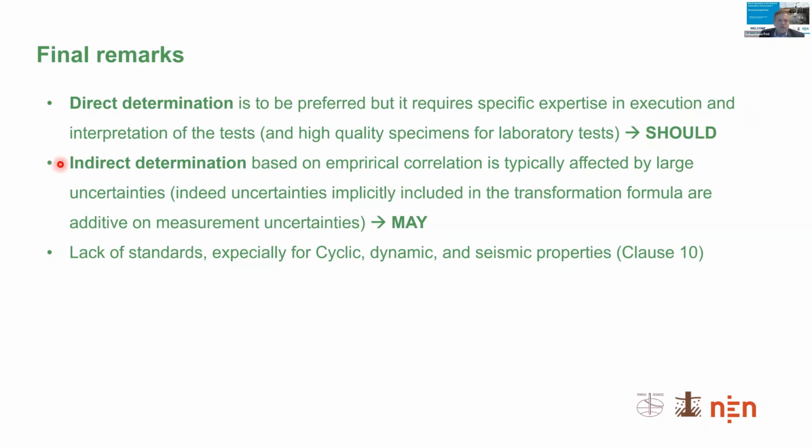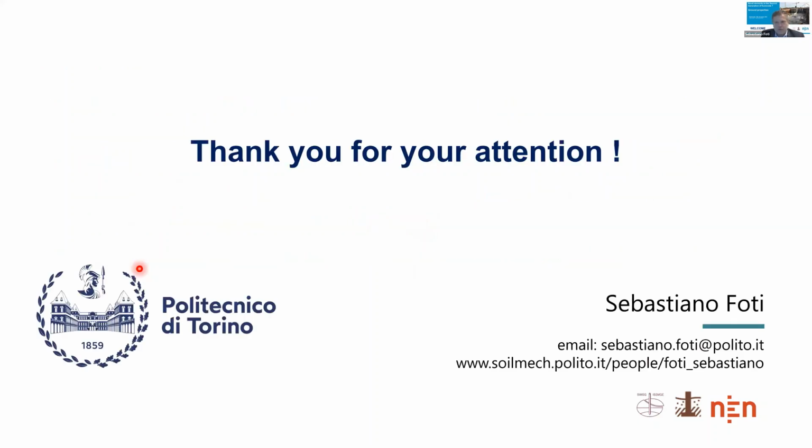Indirect determination is based on empirical correlations, so therefore we typically have large uncertainty. Indeed, we have experimental uncertainty, and plus we have also implicitly the uncertainty that is included in the transformation. So in the code, you will see that indirect determination is always a "may". It is possible, but it's not suggested. And finally, we still have a lack of standards, especially for cyclic, dynamic and seismic properties, and I hope that this could be filled soon at the European level. So thank you very much for your attention.